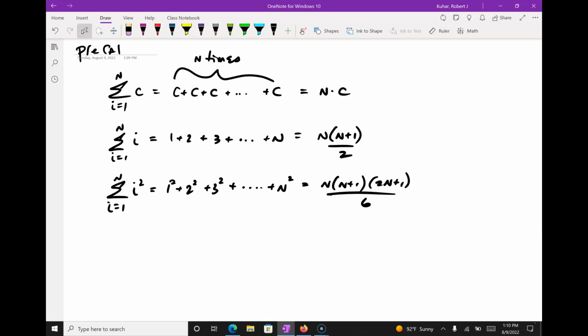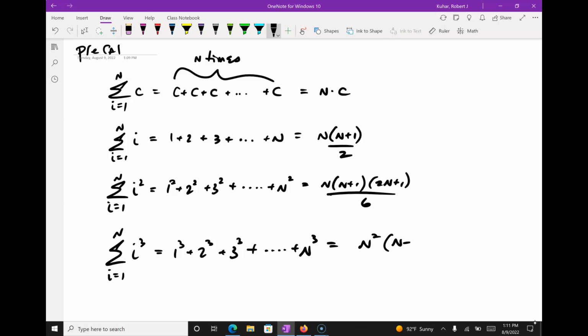Those are usually all I use, but I'll give you one more just in case you wanted to try it. The sum from i equals 1 to n of the index cubed, 1 cubed plus 2 cubed plus 3 cubed plus dot dot dot plus n cubed is n squared times n plus 1 quantity squared all over 4.